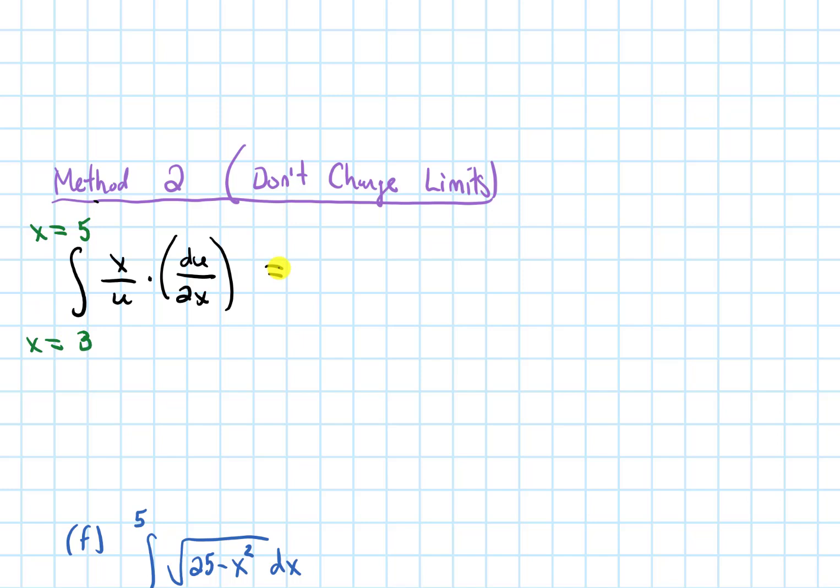Okay, so if I simplify, this becomes 1/2 integral of 1 over u du. And I've got to write x equals 3, and I've got to write x equals 5. All right, and now I do my antiderivative, so I get 1/2 ln absolute value of u.